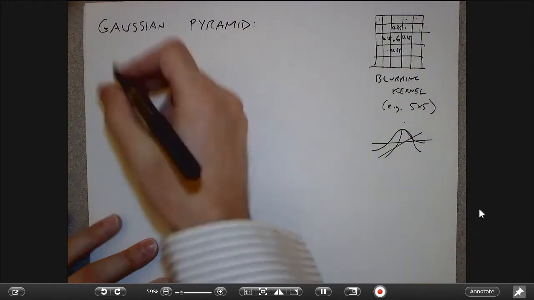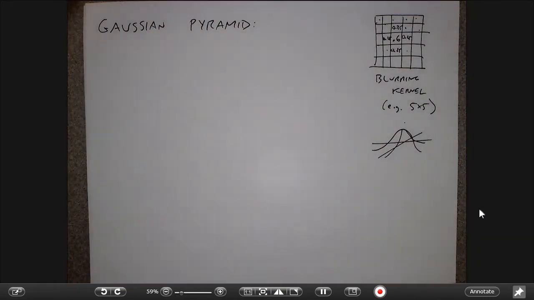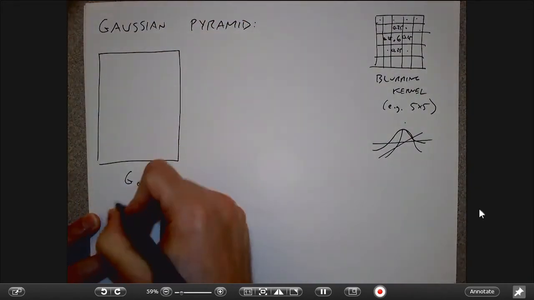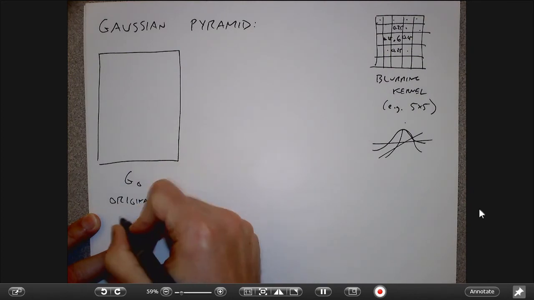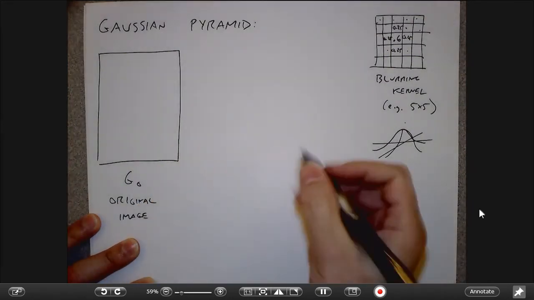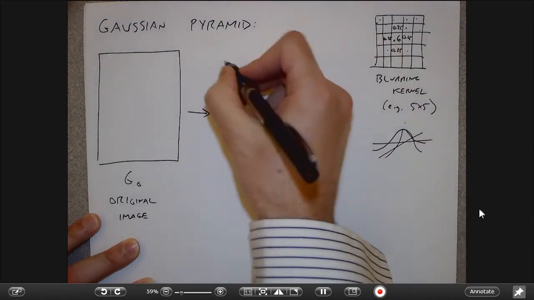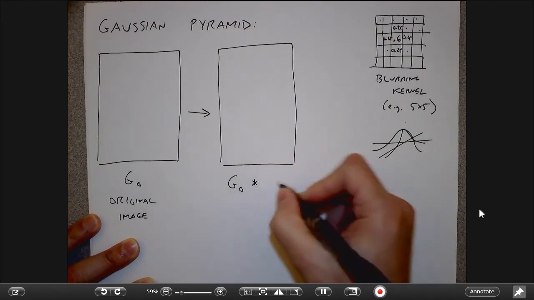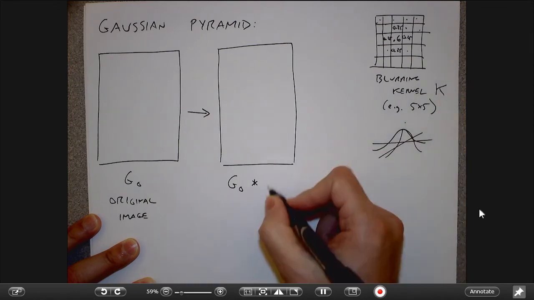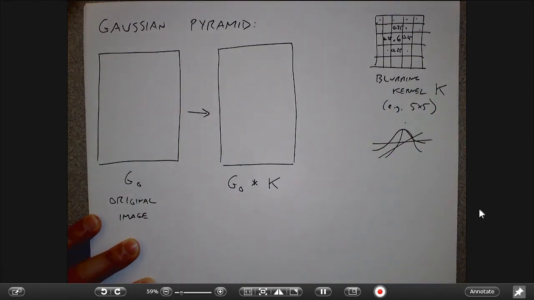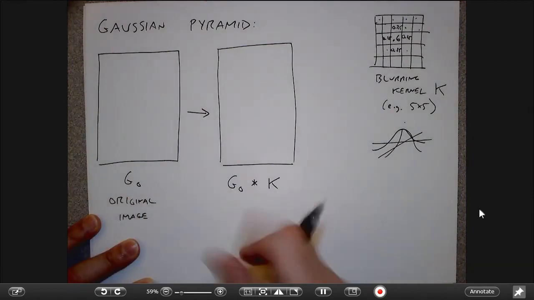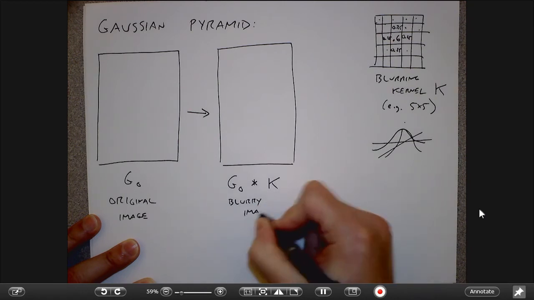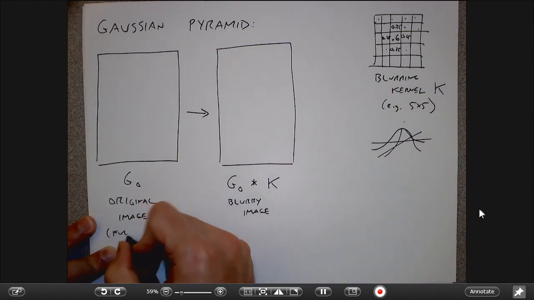And so the idea is that I build a series of images. Let's call this G0. This is my original image. And then I can blur this image. This is like G0 convolved with, let's call this kernel K. Kernel K. Does anyone else watch Danger Mouse? All right. So G0 convolved with K is a blurry version. And both of these are at full resolution.